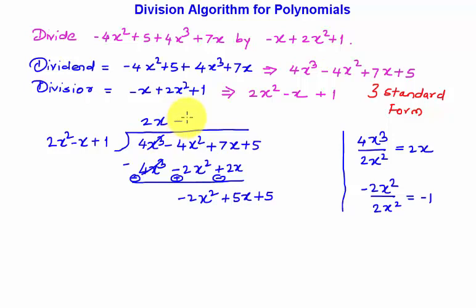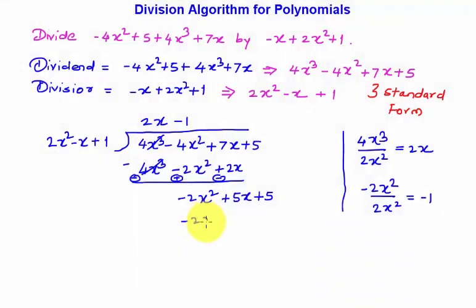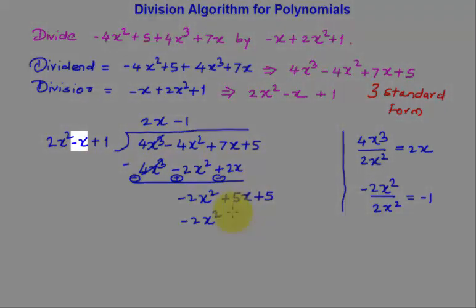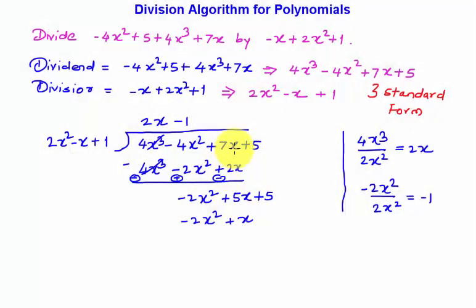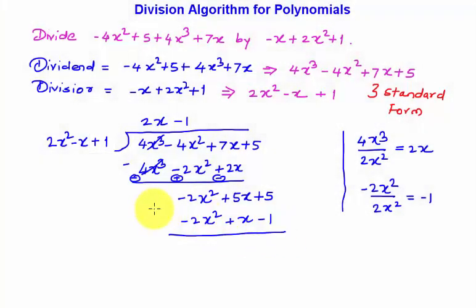So taking minus 1, now we have to multiply the divisor by minus 1. So let's multiply 2x square by minus 1, we get minus 2x square. Then minus 1 into minus x will give us plus x, and minus 1 into plus 1 will give us minus 1. Now let's subtract. What we get? Minus will become plus, plus will become minus, minus will again become plus. So minus 2x square and 2x square will get cancelled, and 5x minus x will be 4x, and 5 plus 1 will be 6. So at the end of this step we got the remainder as 4x plus 6.